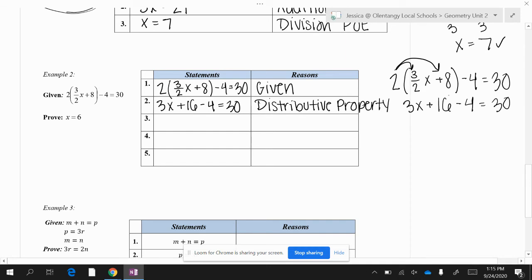Okay, then coming back over here, what do I need to do next? Well, I see this 16 and I see this 4, so let's go ahead and add that together. So 3x plus 12 equals 30. Well, that's my next line. So 3x plus 12 equals 30. And how did I get that? Well, I just simplified the 16 minus 4, so my reason here is simplify.